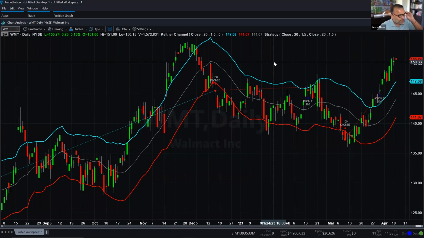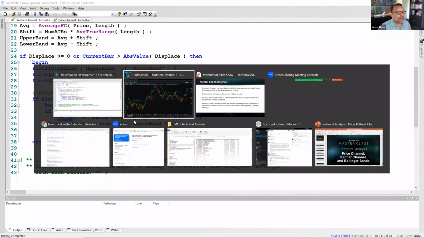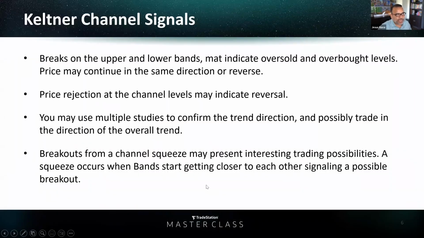Okay, so a little bit of strategy development and strategy building best practices here so that you know how to test your ideas on TradeStation. We were talking about signals, and of course EasyLanguage is looking for a penetration on the upper and the lower band. We already went through the Keltner channel signals, which are very similar to the price channel. You're either thinking that the price will go in the same direction as the breakout, or these breakouts are just signals of overbought and oversold levels, and it'll reverse and go in the opposite direction.